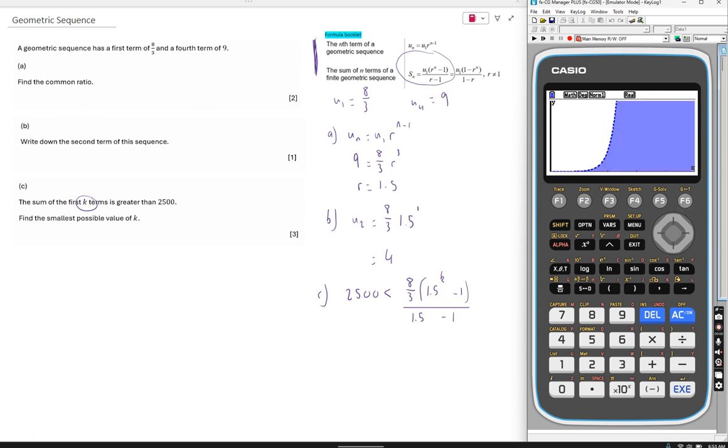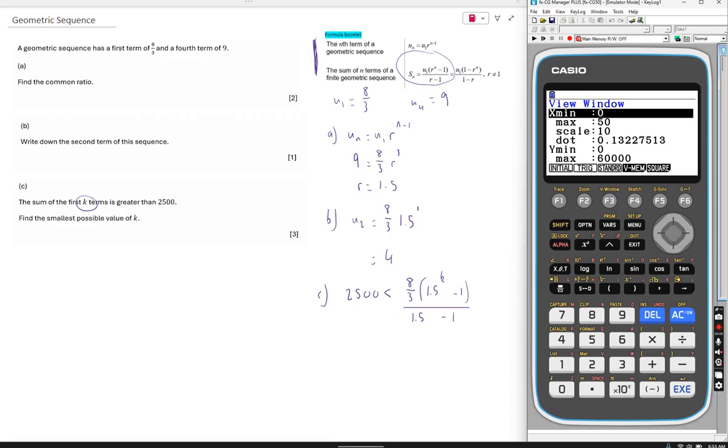We may need to change the view window. So view window 0 to 50, well, that might be fine actually. And then 60,000 is probably a bit big. We probably only need that to 10,000. Now why am I choosing 10,000? Because the question says 2,500, so we just need it to be about that number. Let's draw it again. Okay, I think that should be fine.